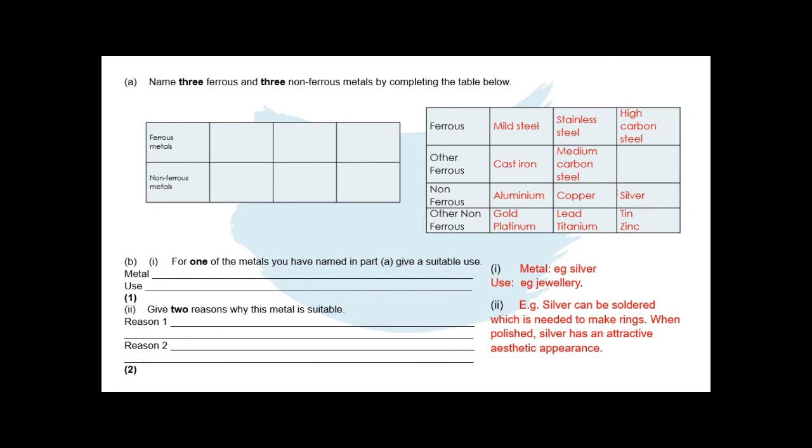Next question: name 3 ferrous and 3 non-ferrous metals by completing the table below, and then it asks you to go into more detail. Next question: for one of the metals you've named in part A, give a suitable use, and then give 2 reasons why this metal is suitable.